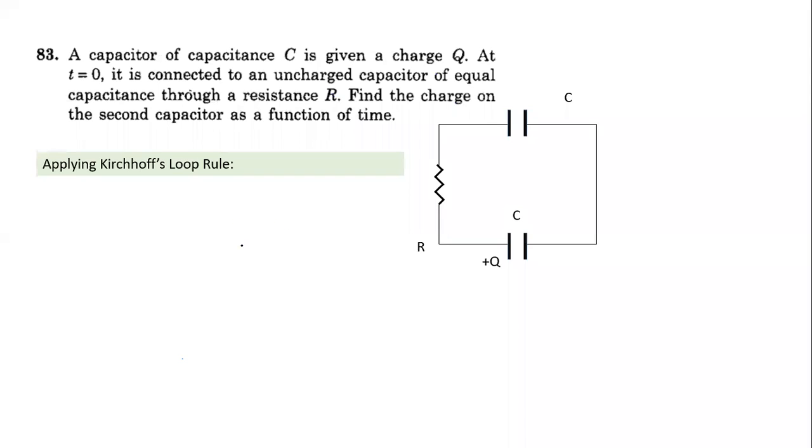This is a slightly more complex type of question in RC circuits: those where the capacitor has some initial charge. Let's say there are two capacitors connected, and there's no battery here. One of the capacitors has some initial charge plus Q. We need to find the charge on the second capacitor as a function of time.